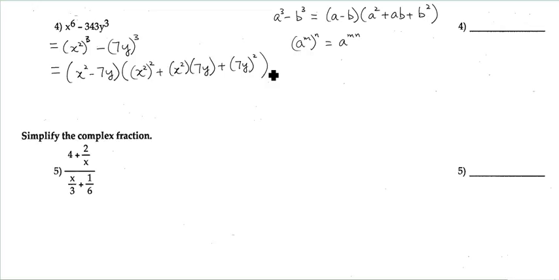Now note, which one is the a? A is x squared. Which one is the b? The b is 7y. So we apply this into the formula. We replace the a by x squared, replace b by 7y, and then we do the same thing for the second parenthesis, and that is why we have this. Yes?